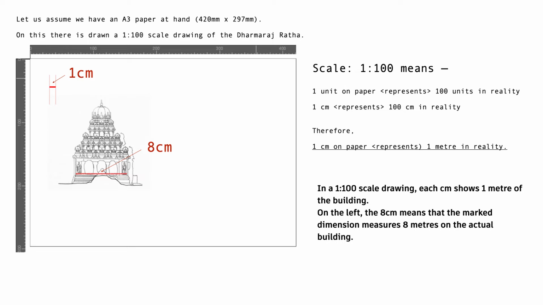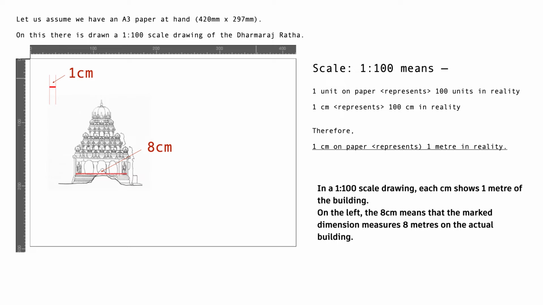On this, there is drawn a Dharmaraj Ratha, again. Now, to draw it at a certain scale, one must know its dimensions in actuality. So, I know that one of the faces of the Dharmaraj Ratha, the width of it is 8 meters. That is the actual dimension of one face of the Ratha, 8 meters wide.